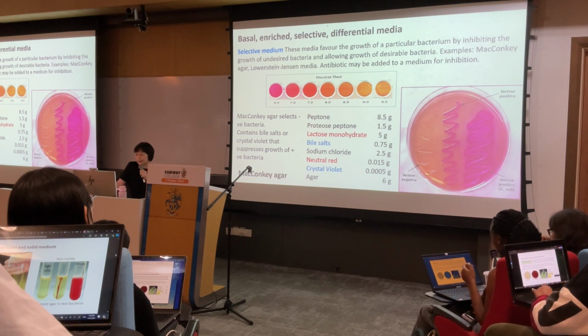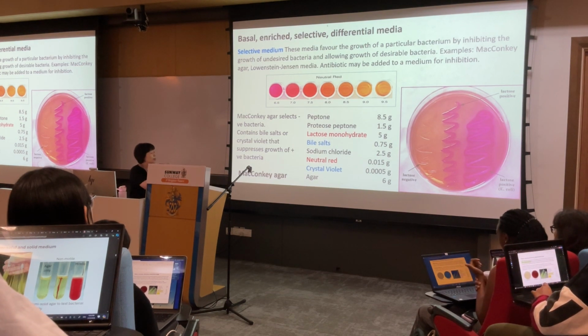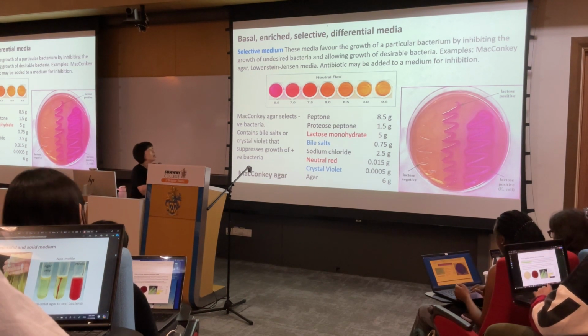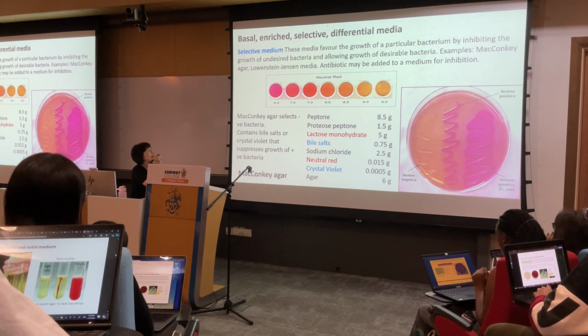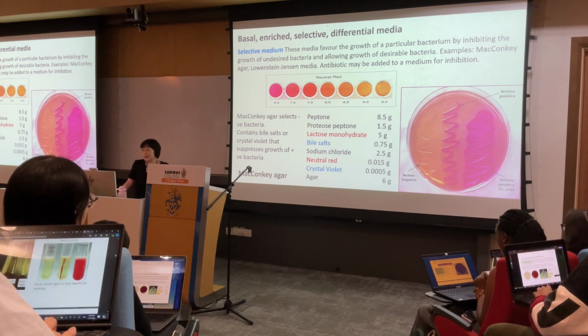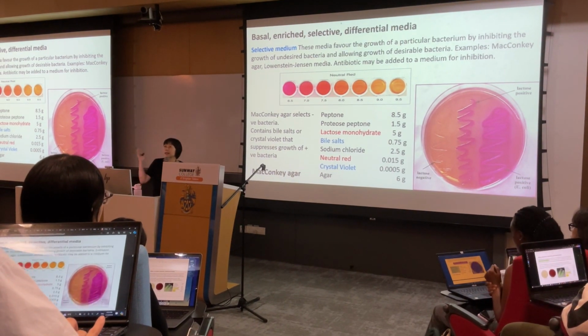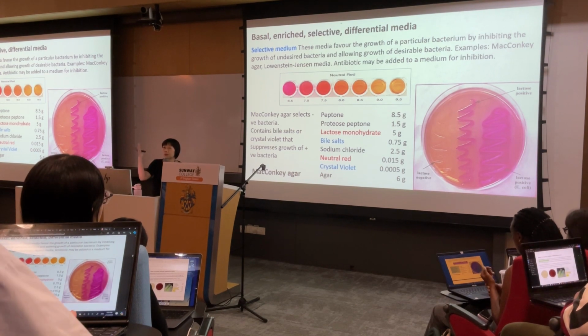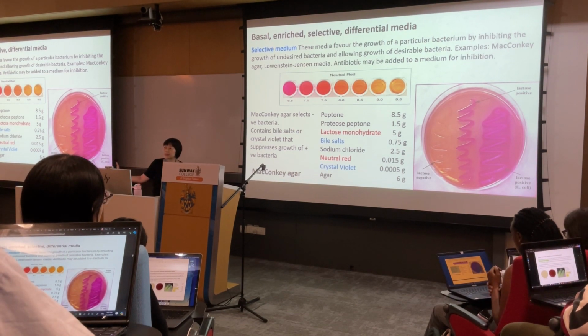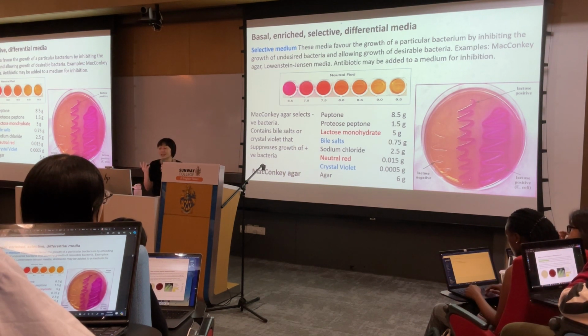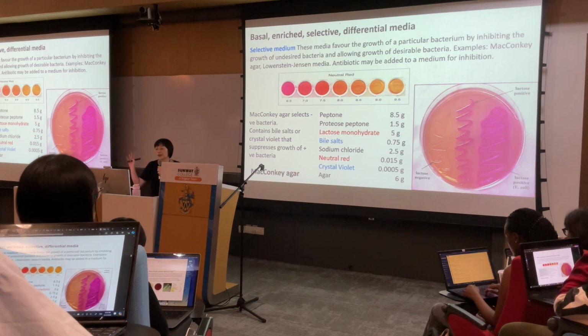Now, the next one is this one here, MacConkey agar. MacConkey agar is a selective medium. What is meant by selective? Selective means it allows certain bacteria to grow, but suppresses other bacteria from growing. So it is favorable for certain bacteria to grow. That is selective: selectively favoring certain bacteria to grow, but not others.